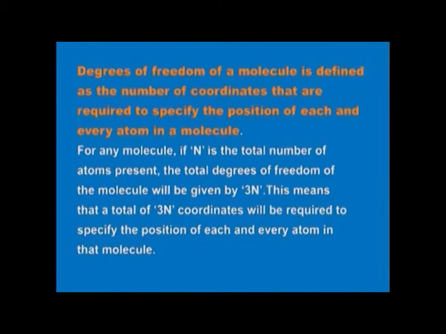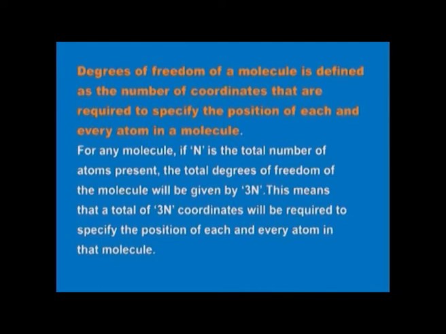Degrees of freedom of a molecule are defined as the number of coordinates that are required to specify the position of each and every atom in a molecule. For any molecule, if n is the total number of atoms present, the total degrees of freedom of the molecule will be given by 3n. This means that a total of 3n coordinates will be required to specify the position of each and every atom in that molecule.